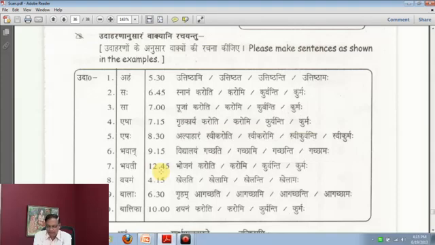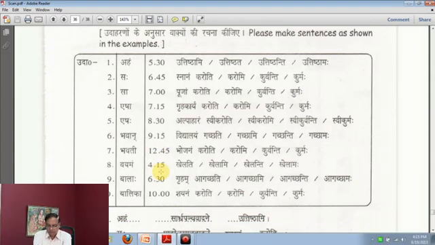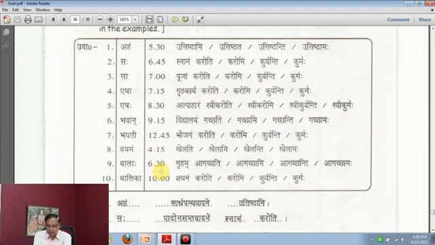So, seventh one, Bhavati Padona Ekavadane Bhojanam Karoti. You eat at 1:45. Eighth one, Vayam Sapada Chaturvadane. Verb Khelamaha. We play at 4:15. Vayam Kada Khelamaha. Kada gives you time. Kada Khelamaha. Sapada Chaturvadane. Balaha Sardha Shadvadane.